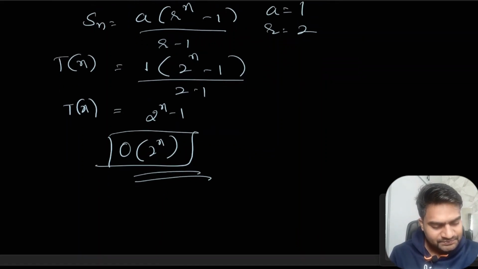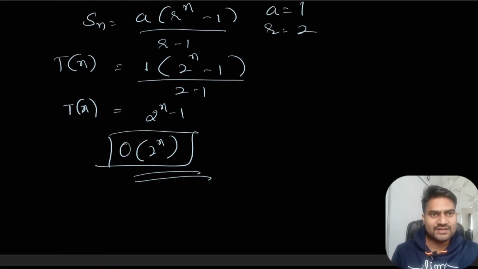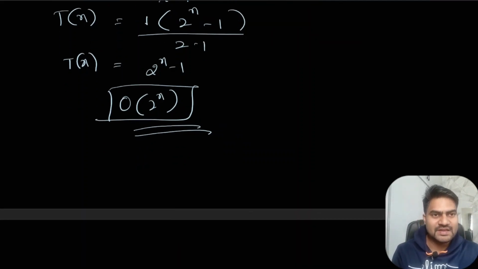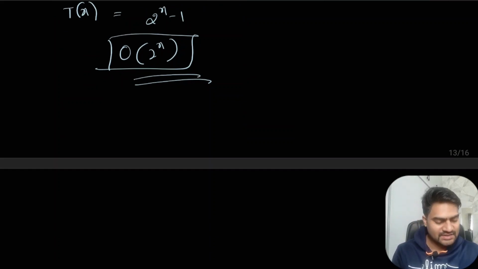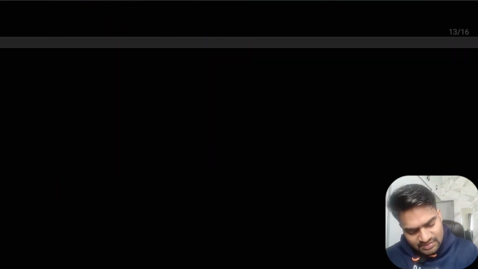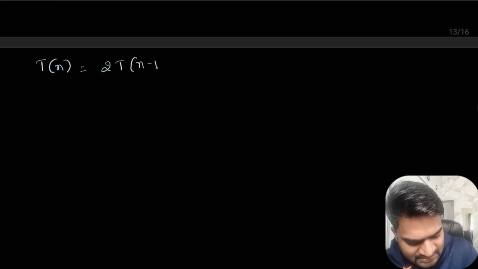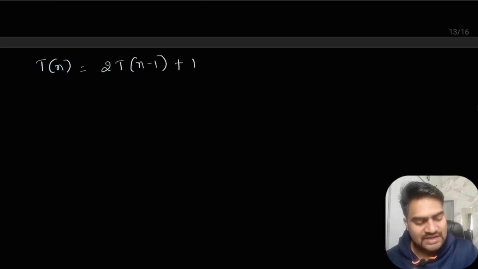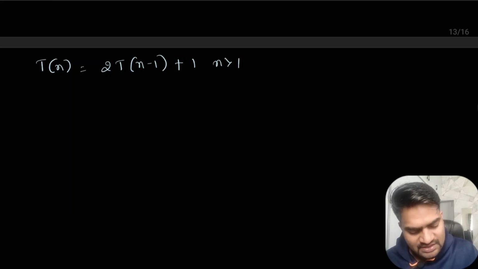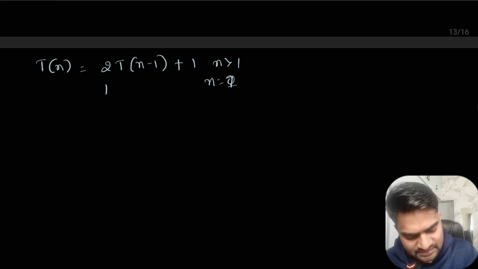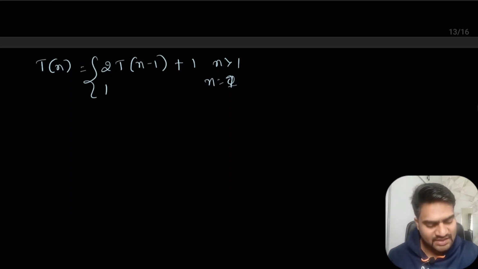So now this is using the back substitution method. Now let us try to use the recursive tree method to find the same order of the recursive function. So we know our function Tn is equal to 2T of n minus 1 plus 1 for n greater than 1, and 1 for n equal to 1 here. Okay, so this is our equation.